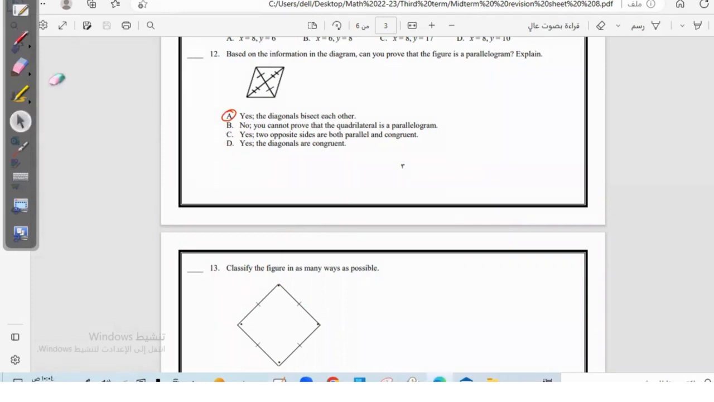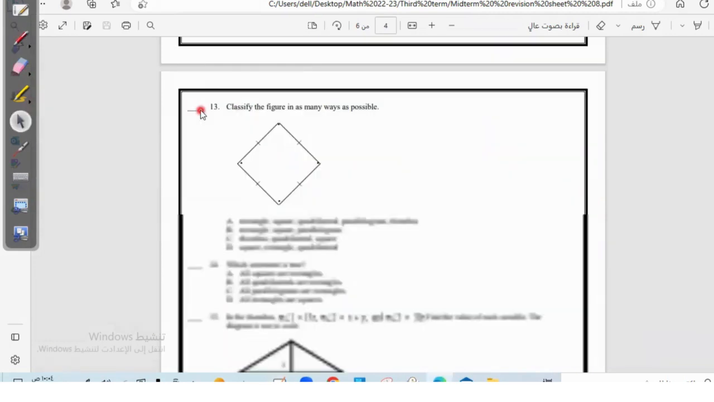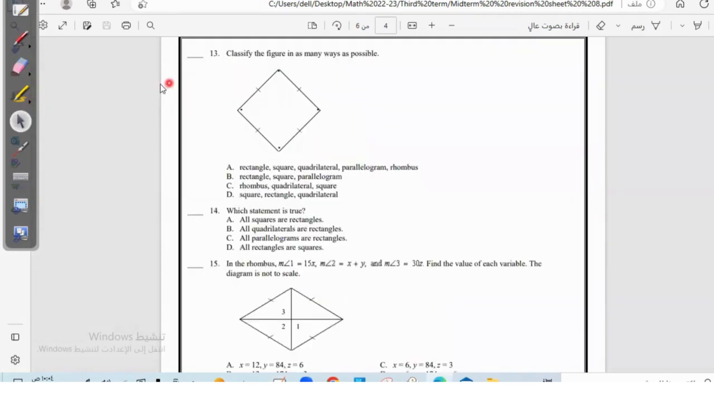Now, what about number 13? Yes, Ahmed? Yes. If you make all sides equal, we can say it's a rhombus, okay? So in this case, the angles should be right. If one angle is right, this means it's going to be what? Rectangle, square, quadrilateral, parallelogram, rhombus. It's going to be letter A.